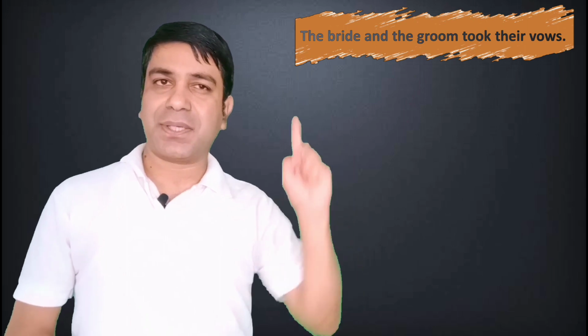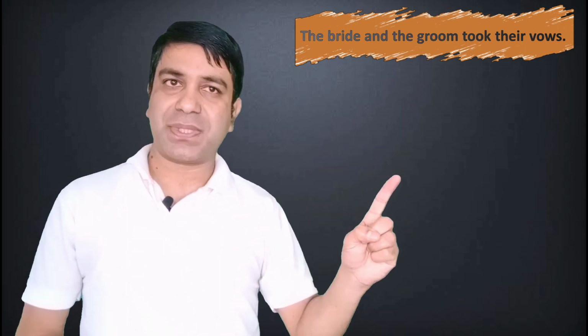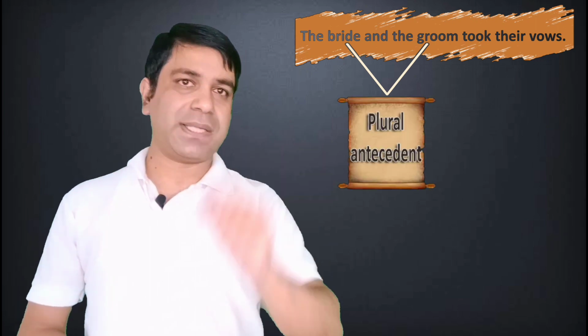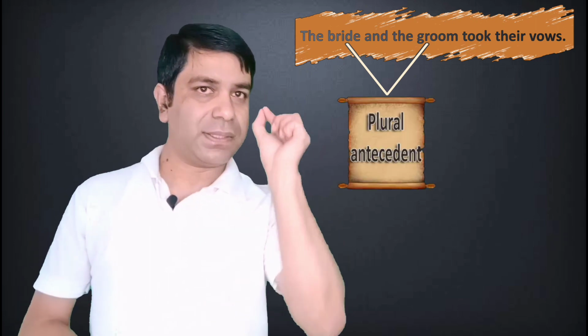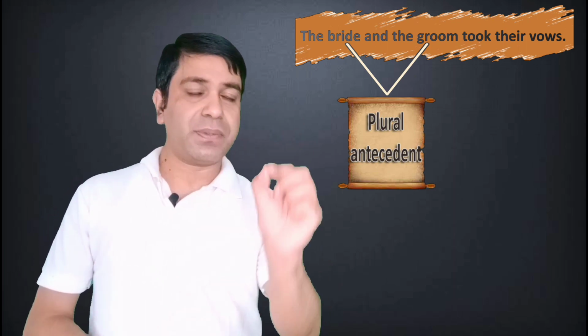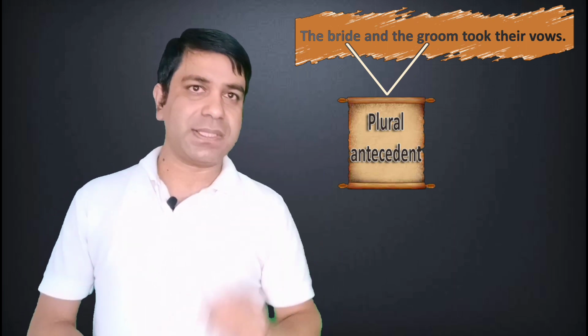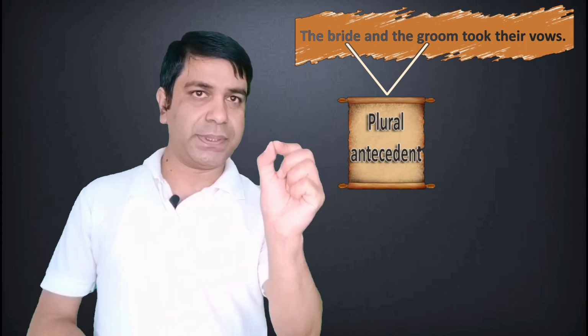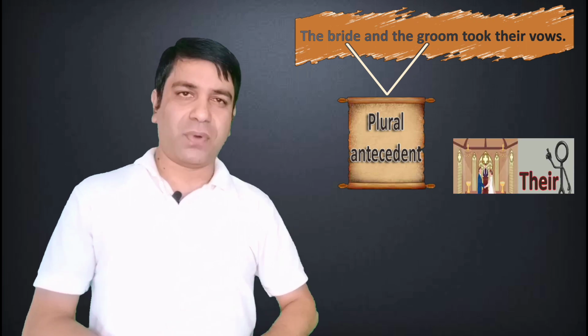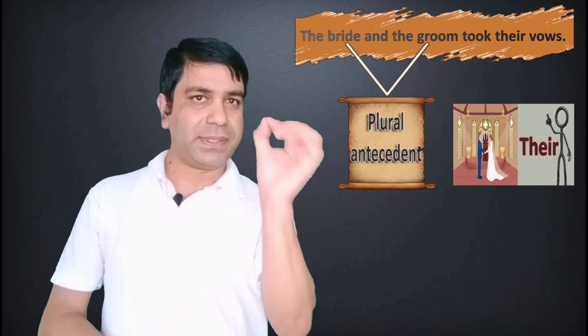Now look at this example. The bride and the groom took their vows. In this sentence, we have a plural antecedent, that is, the bride and the groom. Since the antecedent is plural, the pronoun that refers to the antecedent must also be plural. That is the reason why the bride and the groom is followed by the pronoun their.